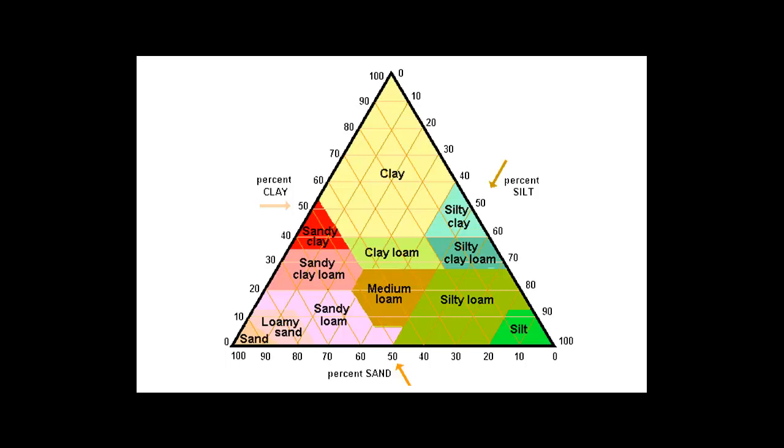This is the soil triangle. You should have a copy of this. And this is a way for us to classify a soil based on the percentage of sand, silt, and clay.